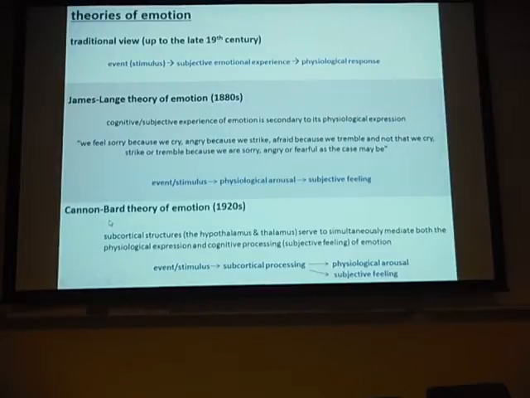And then again, two other researchers in the 1920s came along and they said, you know what? It doesn't make sense that it's always one before the other. They were able to prove that in various situations you could flip those things around. And they said that the event happened, somebody throws a snake at you, you have the subcortical processing that occurs across multiple structures, and then the physiological response and the subjective feeling happen simultaneously. They happen at the same time.